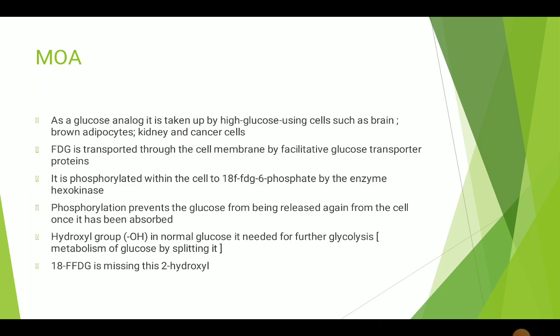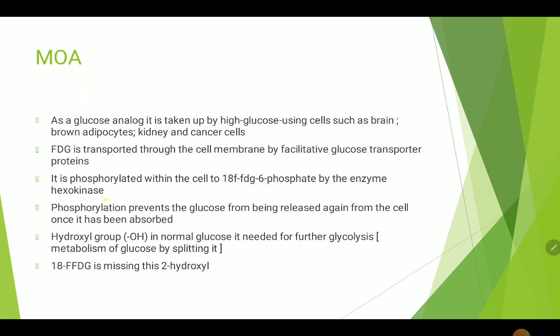Moving on to the mechanism of action of the drug. This drug, as I've mentioned before, is a glucose analog, and it is taken in high quantities by high glucose using cells such as those of the brain, brown adipocytes, kidneys, and cancer cells to facilitate their normal respiratory demands. FDG's transport is facilitated by a glucose transporter protein into the cell cytoplasm, and once it's in the cell cytoplasm, it is phosphorylated to 18F-FDG-6-phosphate by the enzyme hexokinase.